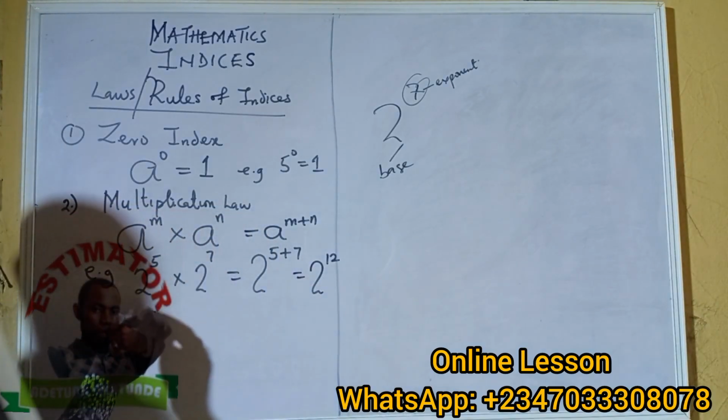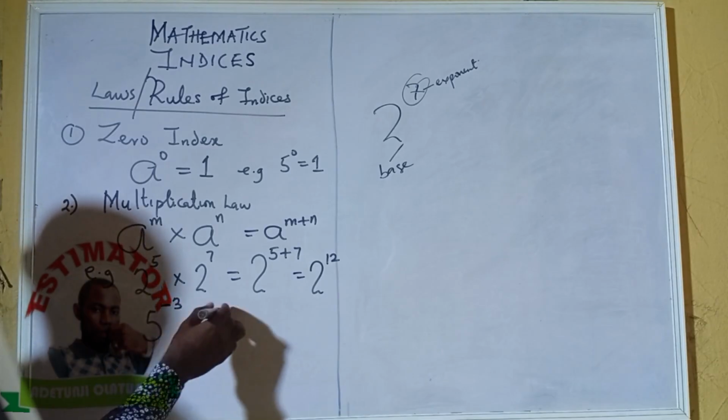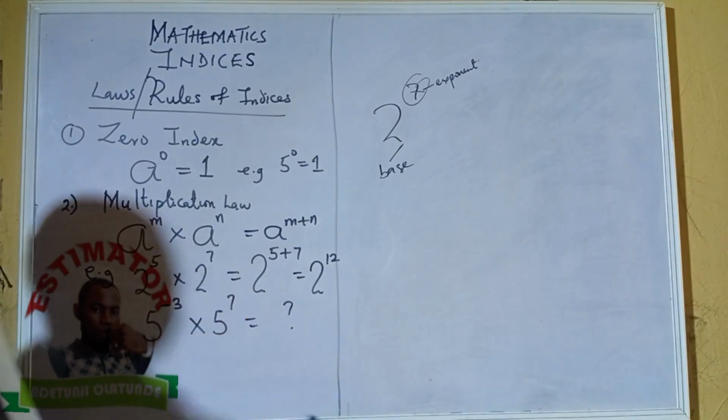What about if I have 5 exponential minus 3 multiplied by 5 exponential 7? Put your answer in the comment box. That is the first task for you.